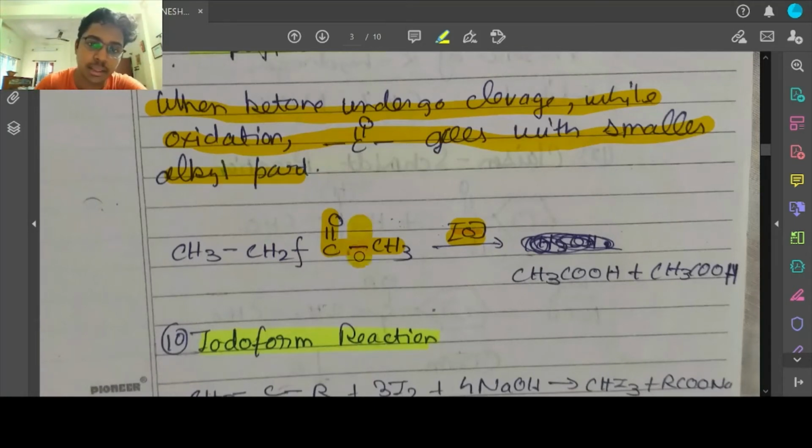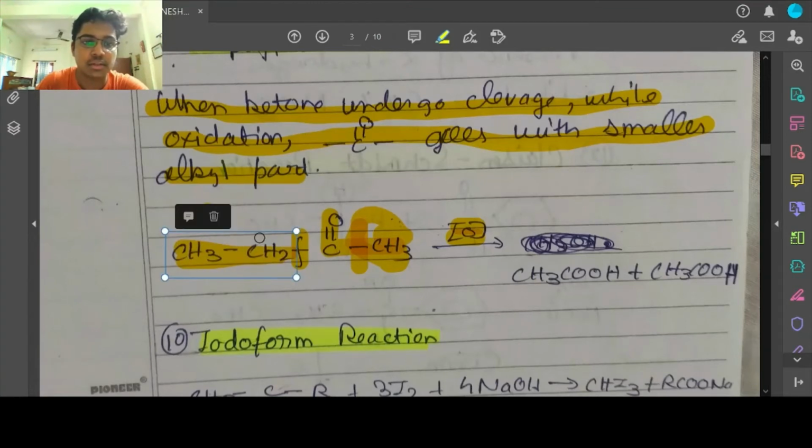Why didn't it break from here? So why did it break from here only? This is because this CH3 is an alkyl group, and this thing is also an alkyl group. CH3 CH2 gives C2H5, which is also an alkyl group.